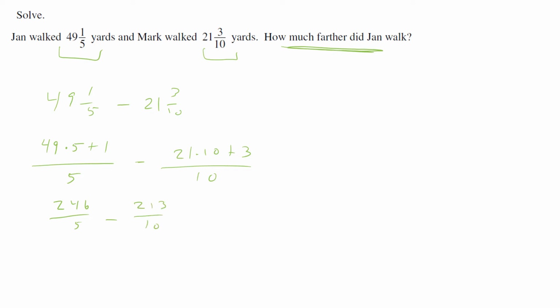And then remember, to subtract fractions, we have to have a common denominator. So we see that 5 and 10 both share a common multiple of 10, so I only need to change the first fraction. And so I'm going to multiply by 2 over 2, that special form of 1, since 2 times 5 is 10. And that's going to give me 246 times 2, which is 492 over 10, minus 213 over 10. And that's going to give me 279 over 10.